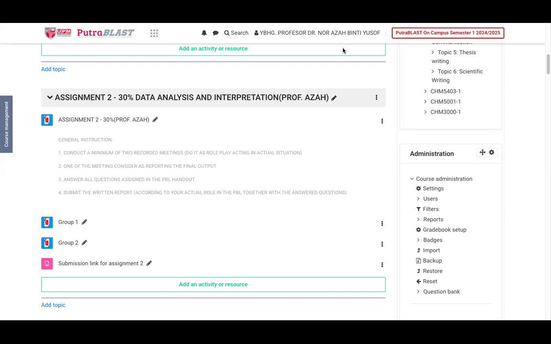Can I ask Muhammad Izni, are you here? Muhammad Izni? Jia Yupeng, are you here? Well, I don't know what happened to these two. Muhammad Izni is supposed to be in group one, and Jia Yupeng, you're supposed to be in group two.